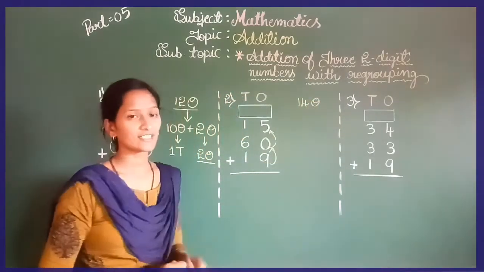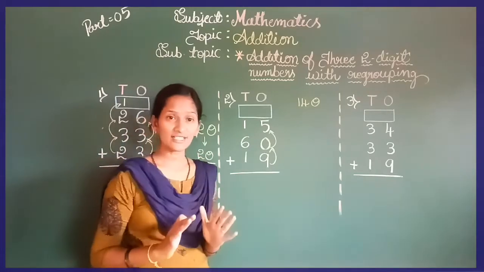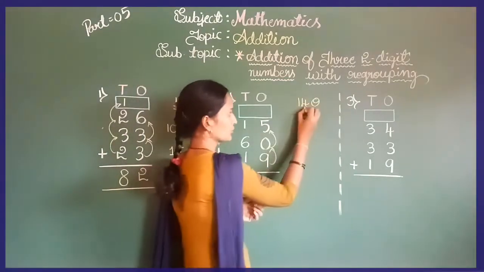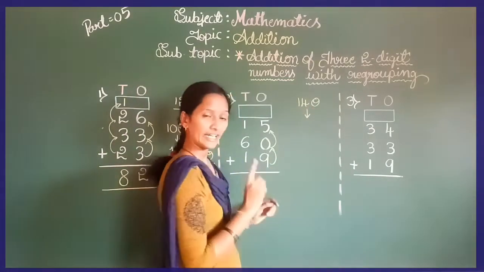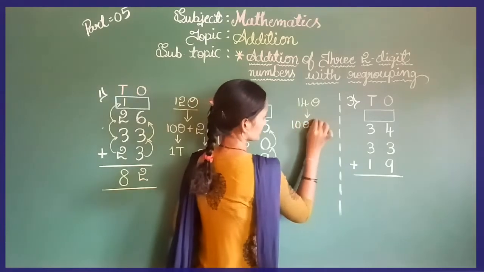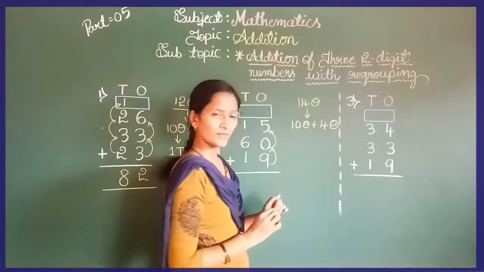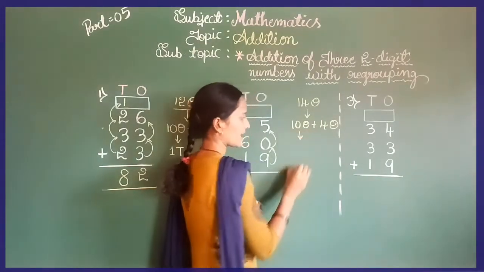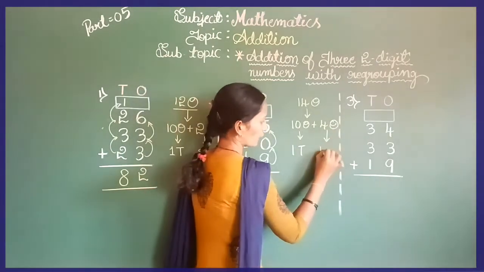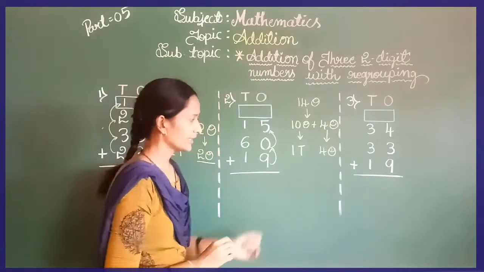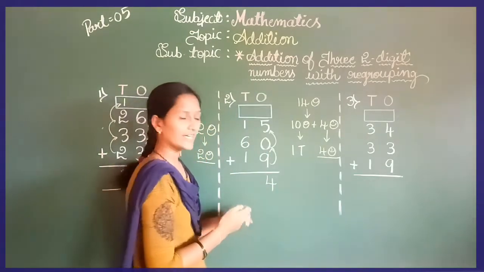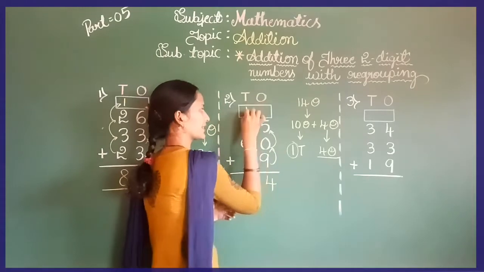This 14 ones is a 2-digit number. We should not write this in the ones column. Already you knew this, right? So now you should regroup it as 10 ones plus 4 ones. This 10 ones, I am writing as a 1 ten, and I am writing these 4 ones as it is. Now, I am writing these 4 ones in the ones column. The next, carry this 1 to the tens column.